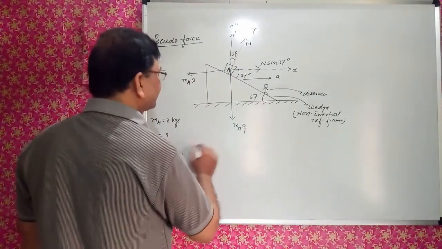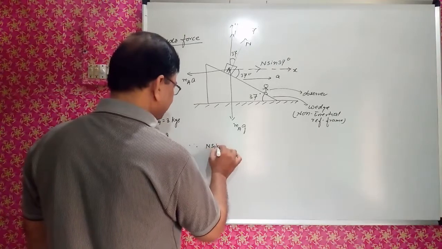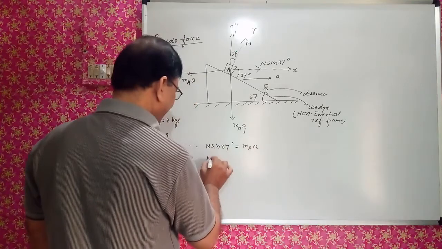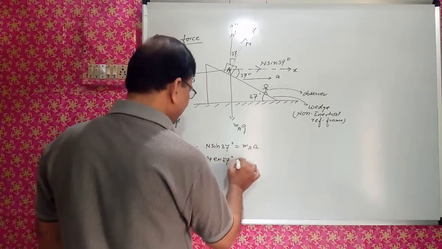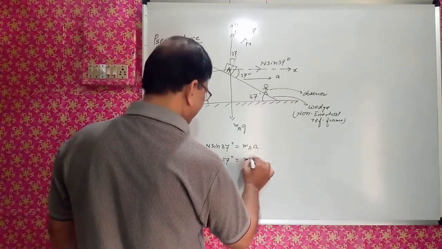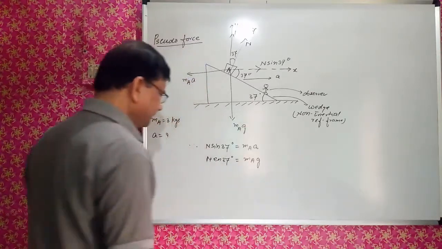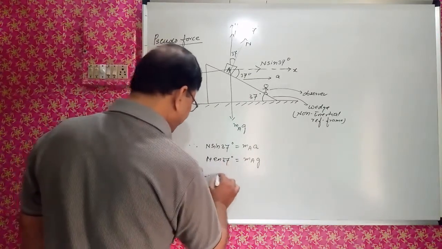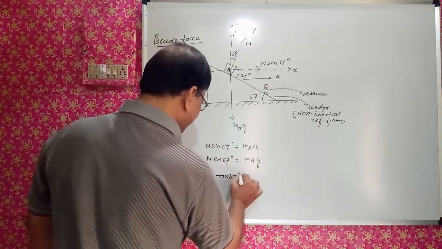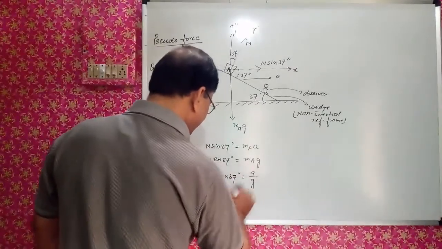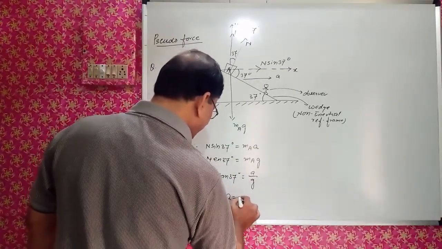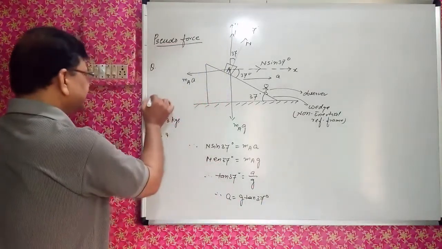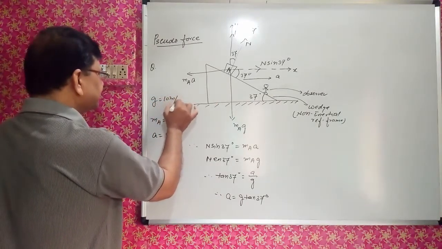Therefore, N sin 37 degrees is equal to m into a, and N cos 37 degrees is equal to mg. So from these two, we will divide, we will get tan 37 degrees is equal to a by g. Therefore, a is equal to g tan 37 degrees. Here, g is equal to 10 meters per second square.